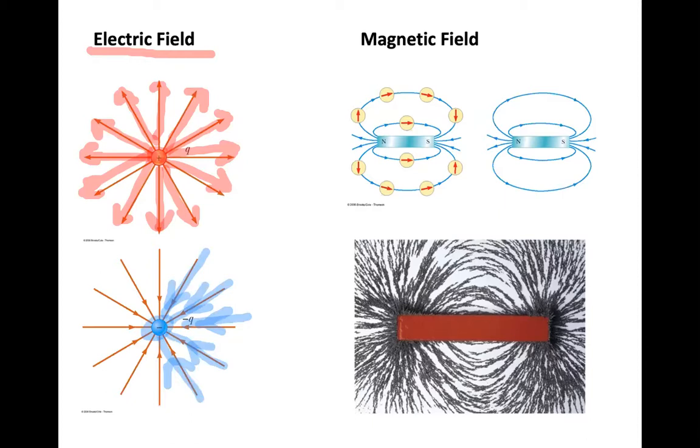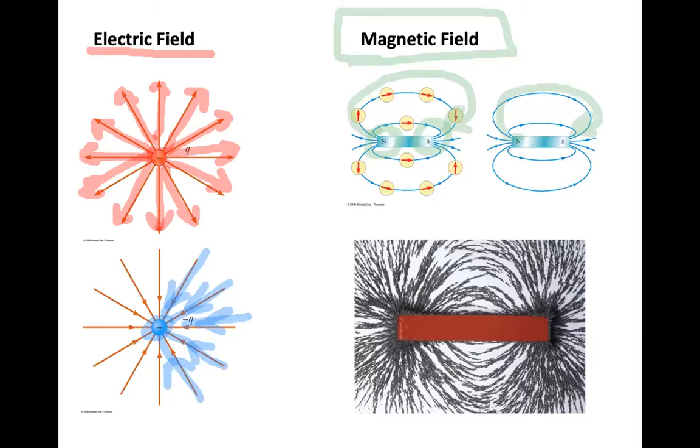Well, for magnetic fields, what does that look like? Magnetism always has a positive and a negative together, or a north and a south together. And the magnetic field lines connect. They go from positive into negative, from the north into the south.